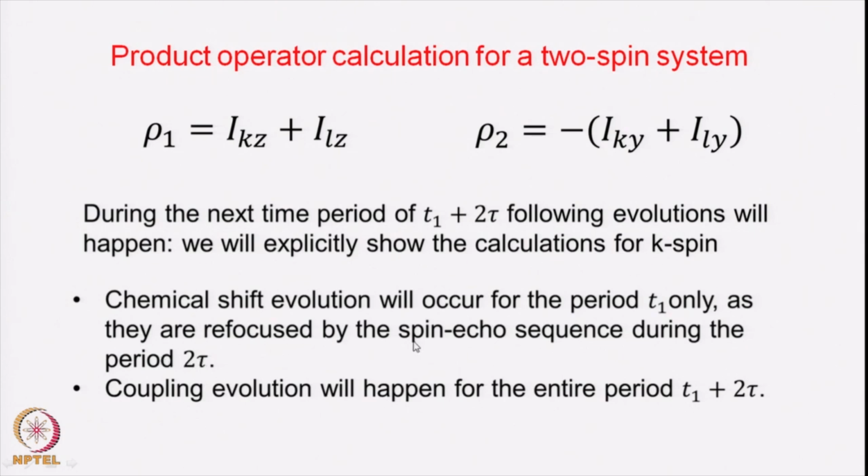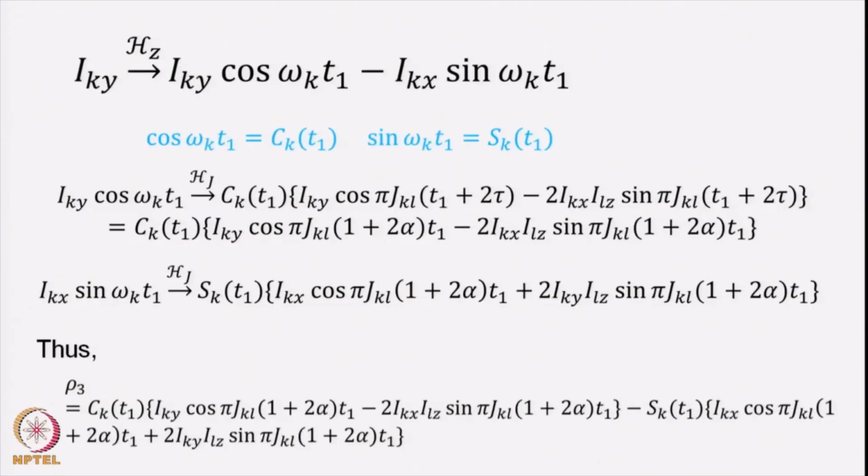As you remember, the spin echo refocuses the chemical shifts, but it does not affect the coupling constants. It does not affect the coupling evolution. Therefore, coupling evolution will continue to happen during the 2 tau period. Therefore, the total coupling evolution period will be T1 plus 2 tau. The chemical shift evolution will be restricted to T1, whereas the coupling evolution will be for the period T1 plus 2 tau. Okay. So, let us write these evolutions here.